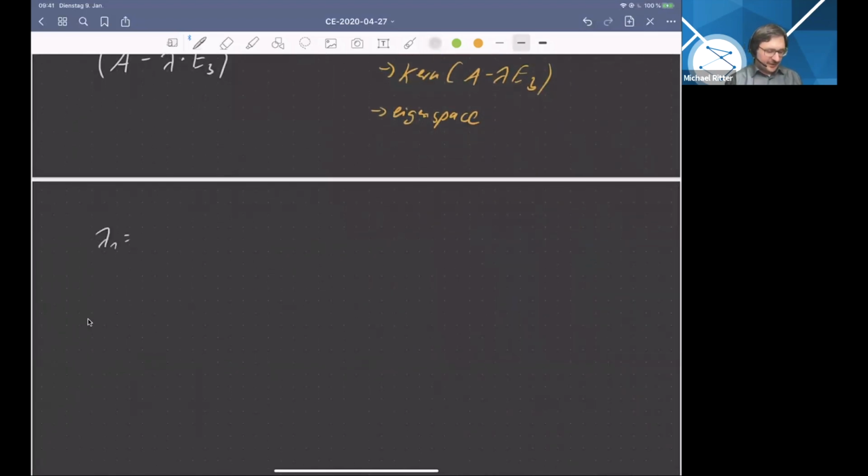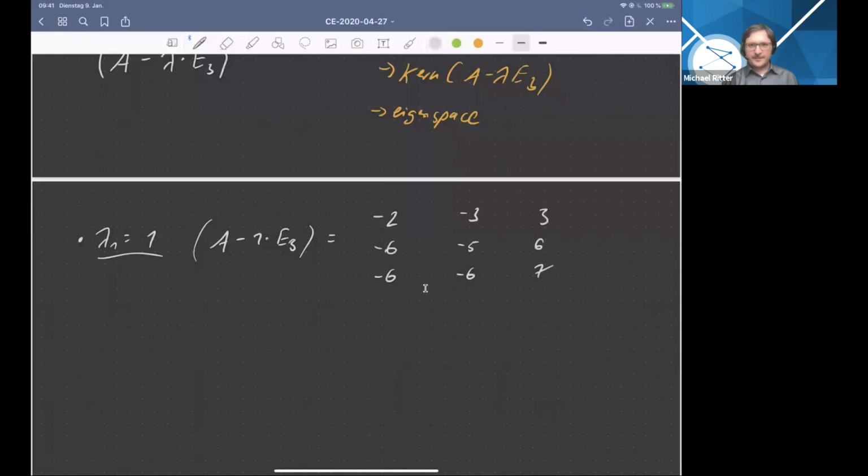Okay, so let's try this using this example here. We'll first have a look at lambda 1 equals 1. So first eigenvalue. So we have to have a look at A minus 1 times E3. So that means we have this matrix A. Let's write that down once more. -2, -3, 3, -6, -5, 6, -6, -6, 7. And then we want to subtract 1 on the diagonal. So we're subtracting 1 here and here and here. So this is this minus 1 times E3 part. So we get -3, -3, 3, -6, -6, 6, -6, -6, 6.